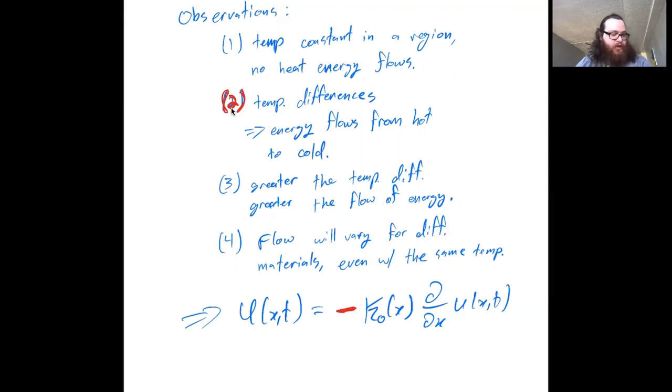Flow will vary for different materials, even with the same temperature differences. So 4 right here. That's where this constant, or this function, say, this property of the material, comes in. Finally, the greater the temperature difference, the greater the flow of energy. That's telling us that the flow should depend on the gradient of the temperature, right? That temperature difference. So 3 right here.